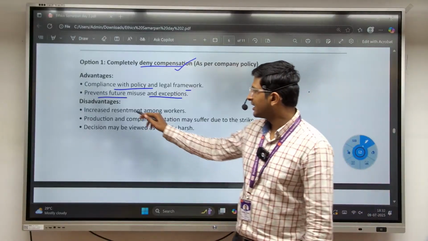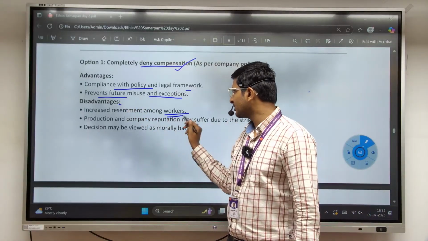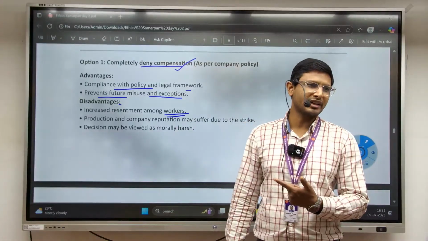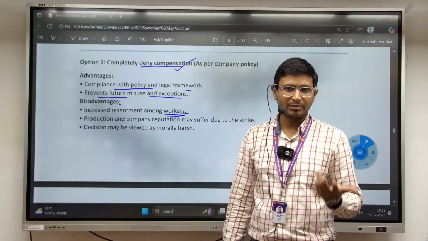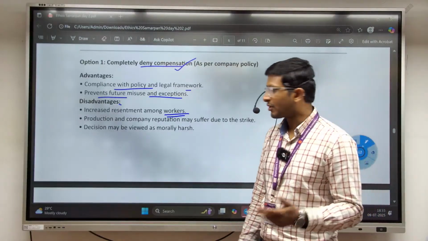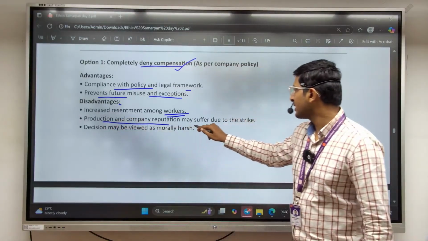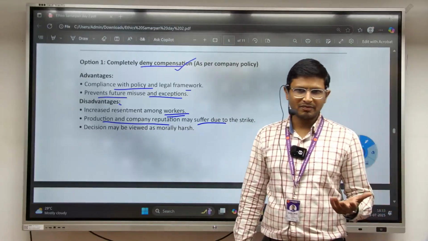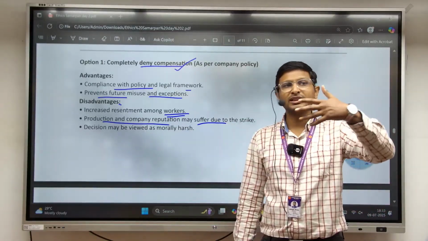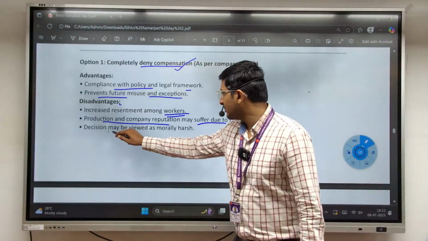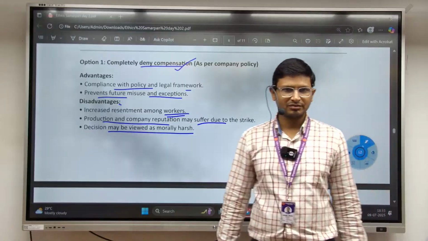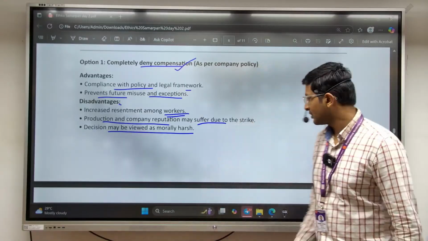Okay, but there are disadvantages, because workers' resentment will increase. They are already going on the strike, that will lead to more problems now. Okay, the factory may get closed and there can be loss of money also, loss of profit also. Production and the company reputation, that is also a problem, because the message in the society will go that the worker died and no compensation has been given. Then the decision may be viewed as morally harsh. Okay, so that is actually a problem.